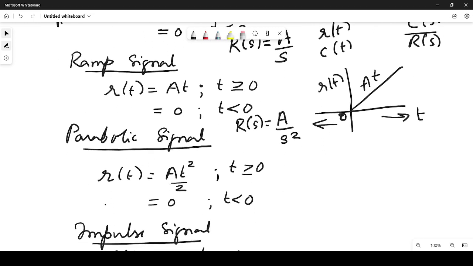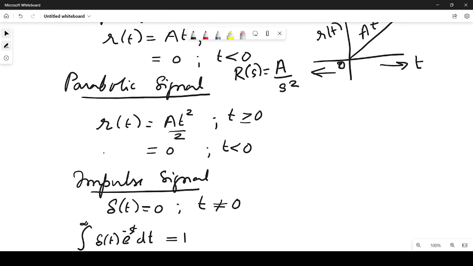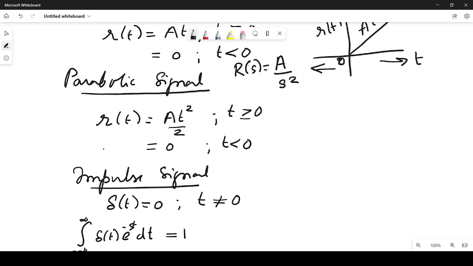Next comes the parabolic signal. It is mathematically represented as R of t is equal to A t square by 2. That is the general equation for a parabola. It will look like this, and the signal is present only for t greater than or equal to 0. For t less than 0, the output is 0. So A t square by 2 for t greater than or equal to 0, and is equal to 0 for t less than 0.